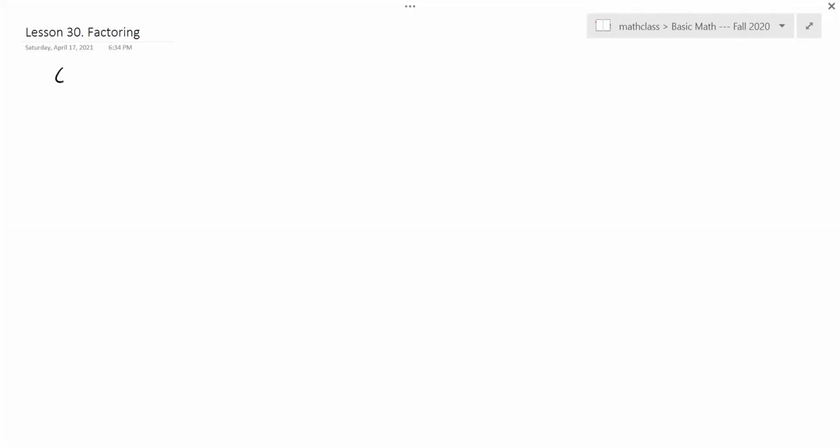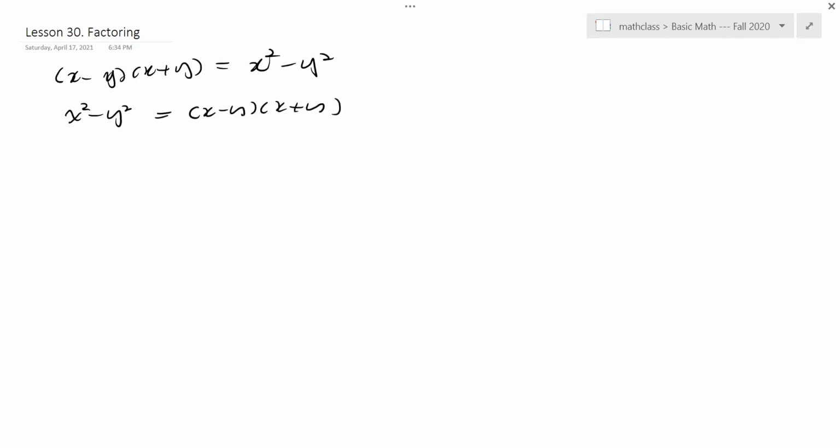So the two basic formulas: first of all, we know x minus y times x plus y is going to be x squared minus y squared, right? Then conversely, if you see x squared minus y squared, you can express it as x minus y and x plus y. That's called factoring. And I hope you can multiply this out. Please do this problem and tell me what you got.